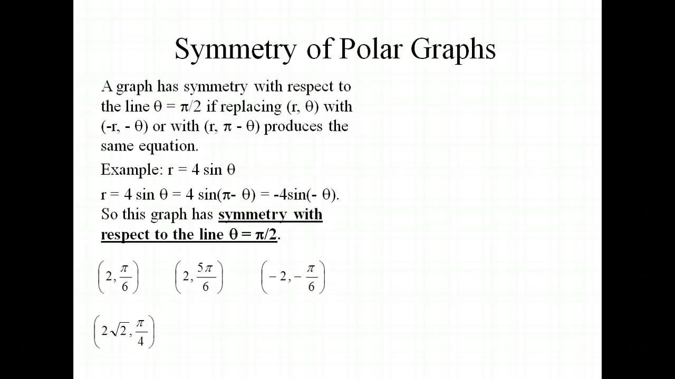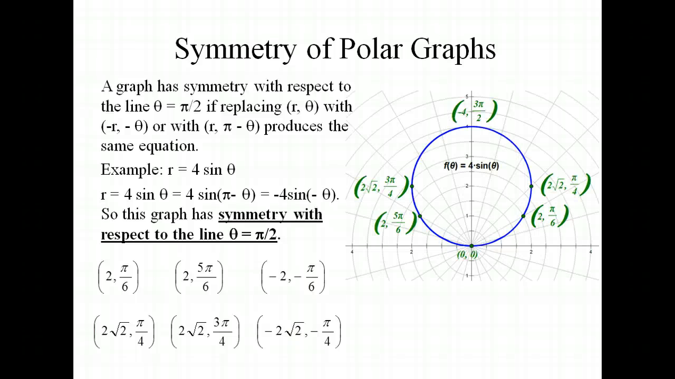Let's try pi over 4. So we have 2 square roots of 2. And then what we want to do is plug in pi minus pi over 4, which gives us 3 pi over 4, and we have the same value. Let's try putting in negative pi over 4, and we ended up with negative 2 square roots of 2. Let's see how these look on our graph.